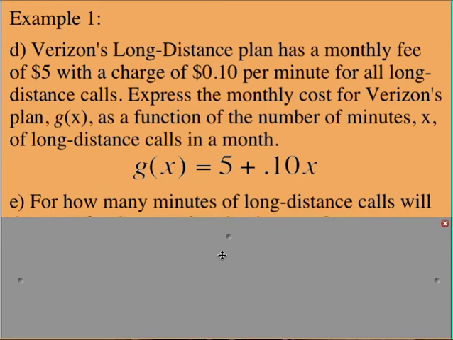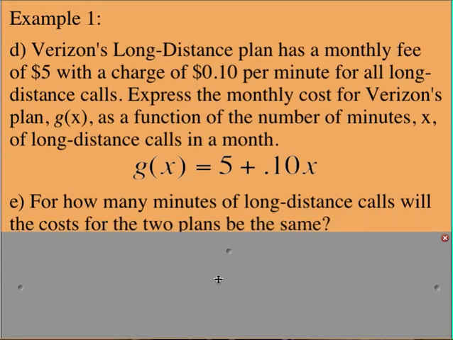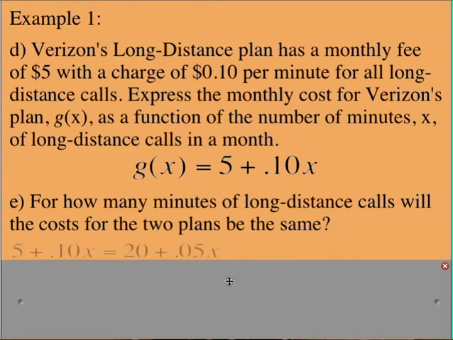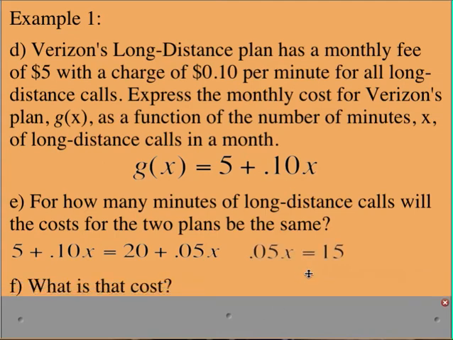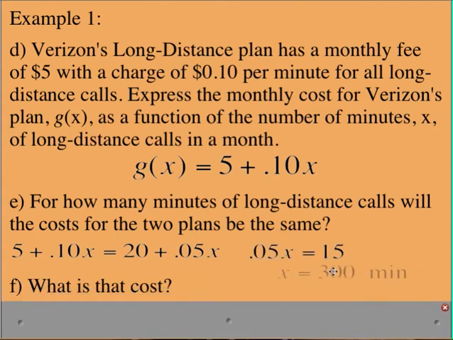The next question says, how many minutes of long distance calls will the cost for the two plans be the same? So being the same, that means we want to set our two equations equal to one another and then solve for x, because we're solving for how many minutes. So then we're going to subtract 5 from both sides, subtract 0.05x from both sides to get 0.05x equals 15, and then we have to divide by 0.05 to get 300 minutes.